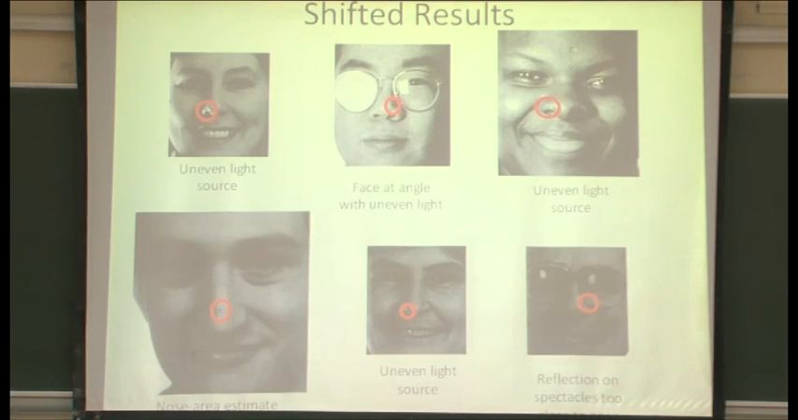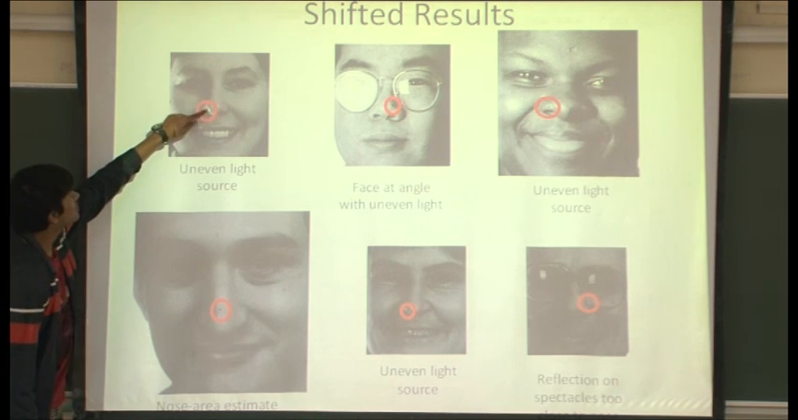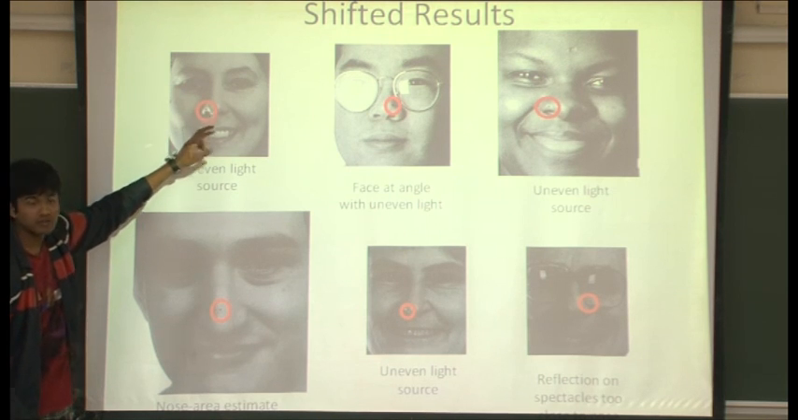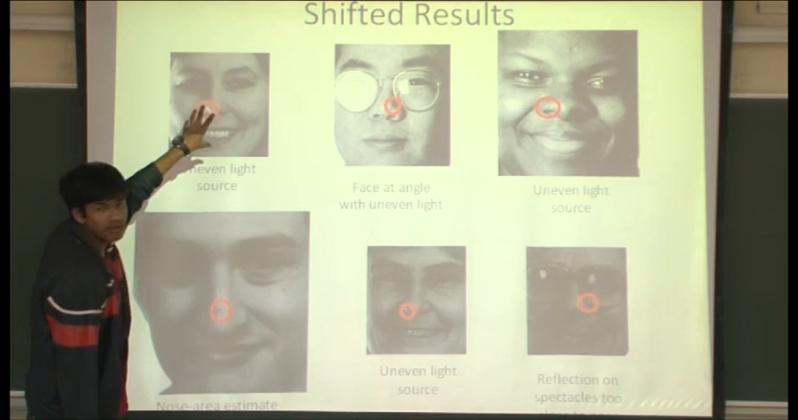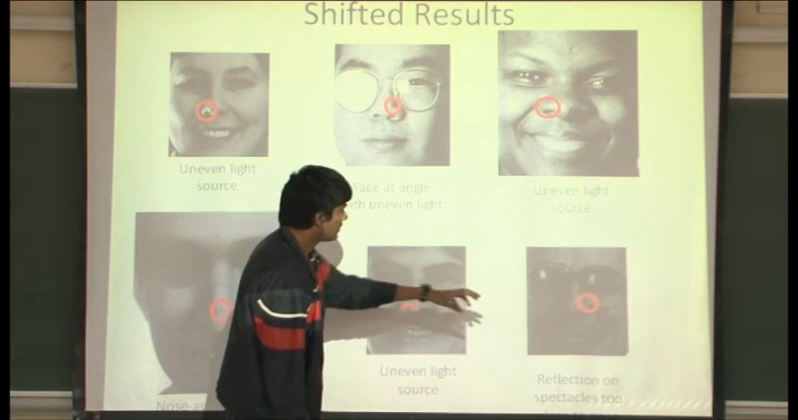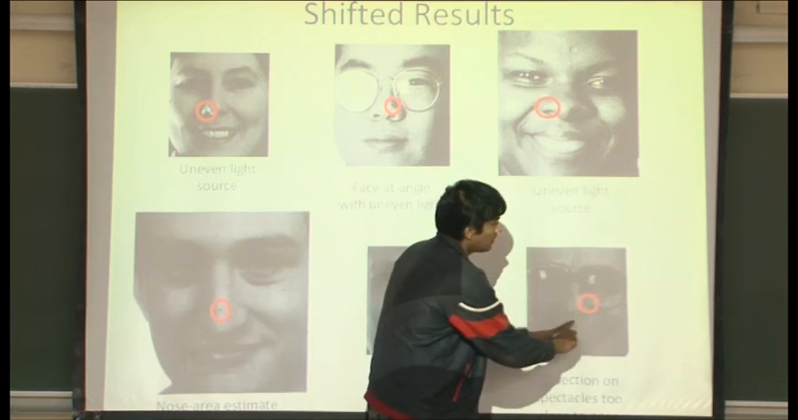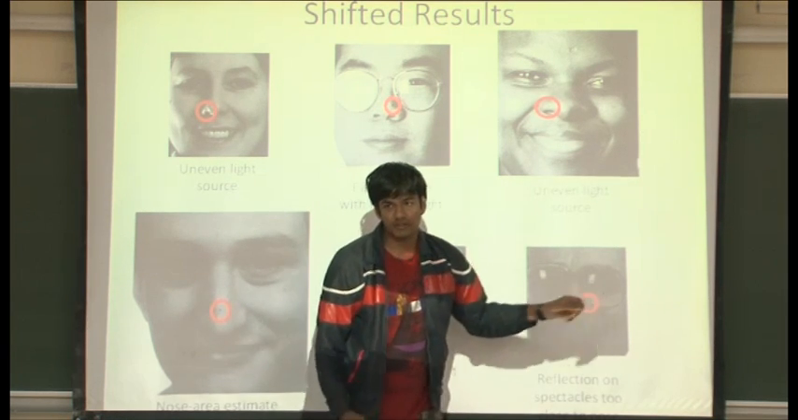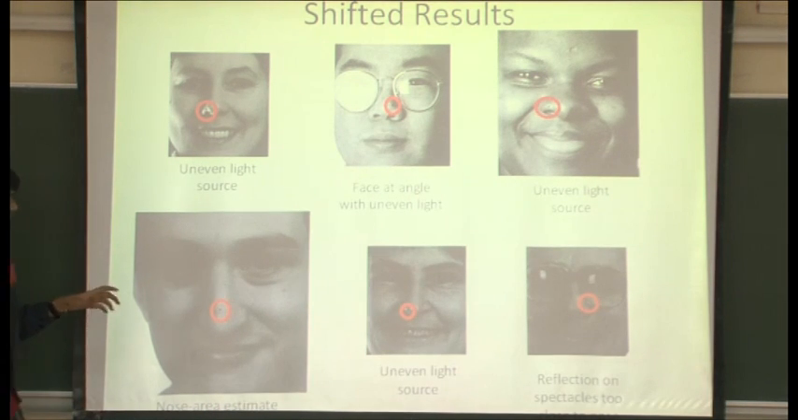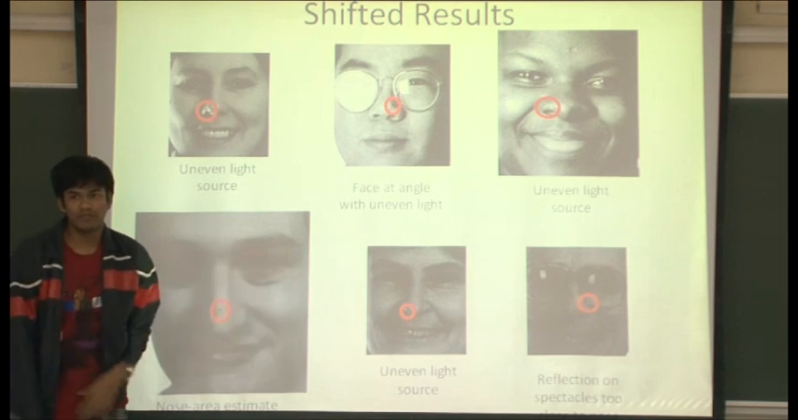Now, about the shifted results. Due to the light source coming from this side, there is a light patch here. That is why the nose tip got shifted here. So if the light source is in front, then it won't affect it. And sometimes due to glare in the glass, the glass region can also come. So if glasses are small, it will work, but it won't work for these types of cases, where the light source is coming from the left side.